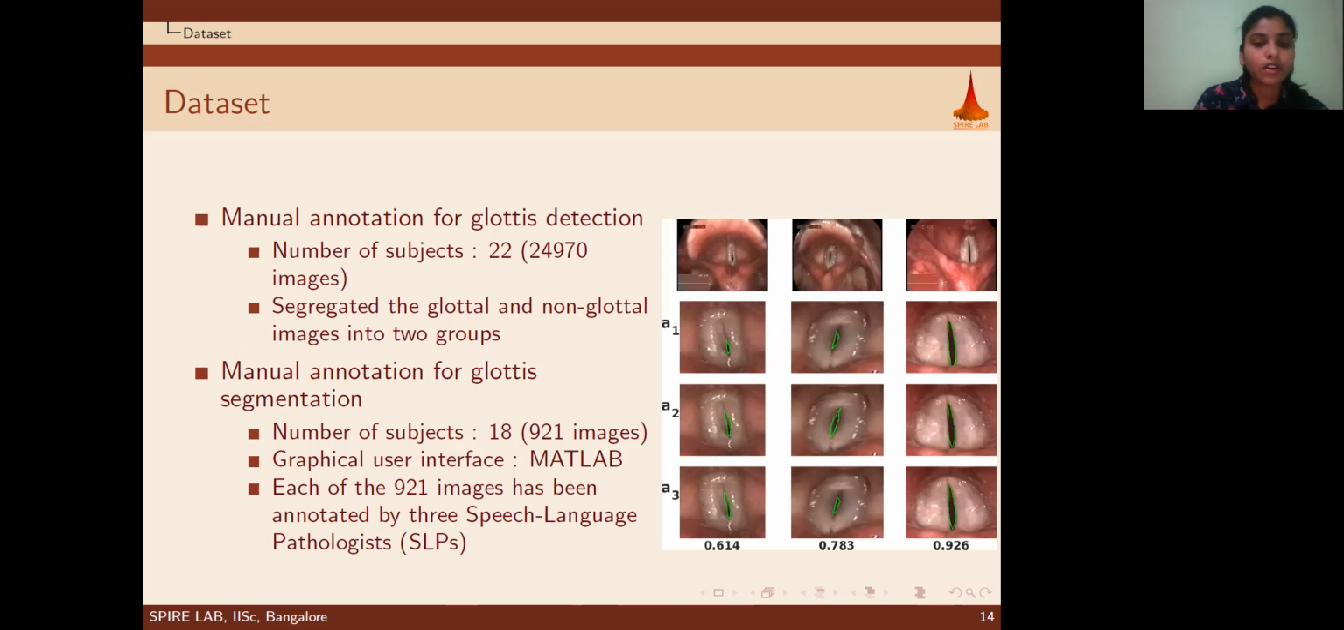Here, a MATLAB-based graphical user interface is developed to mark the boundaries of the glottis, and each image is annotated by three speech language pathologists. This figure illustrates the three example images and corresponding annotations by the three SLPs to show the inter-SLP agreement. And the mean dice score across pairs of SLPs' annotations is computed and provided at the bottom of the respective column. We observe that the annotations often vary across SLPs, particularly when the glottal opening is small as shown in the first column of the figure. In this case, the mean dice score is low, which indicates a low agreement between the annotators.